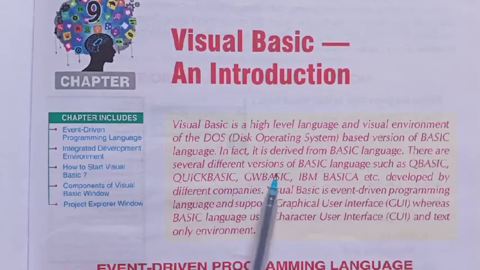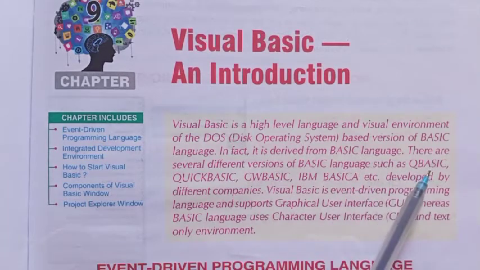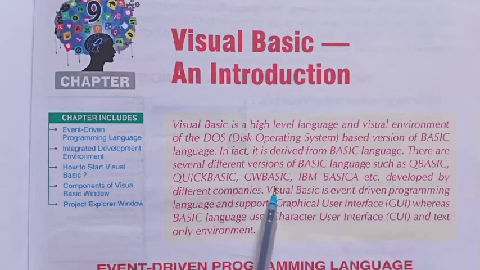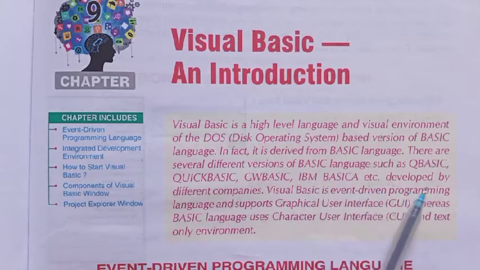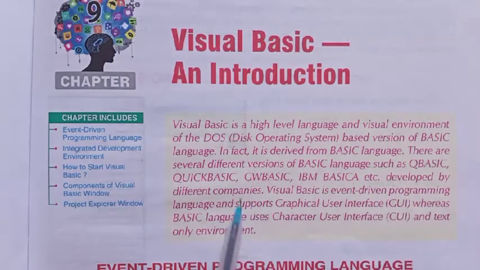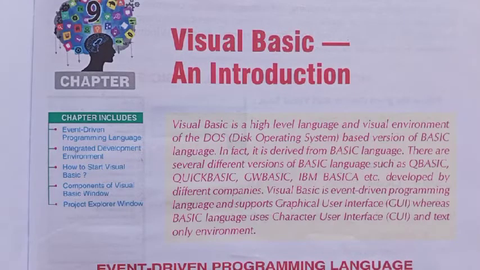There are several different versions of basic language such as QBasic, Quick Basic, GW Basic, IBM Basic, etc. developed by different companies. So this we have learned in class 7th, that basic language comes in different versions by different companies. And you all have done GW Basic already in your earlier classes. So Visual Basic is actually derived from that basic language only.